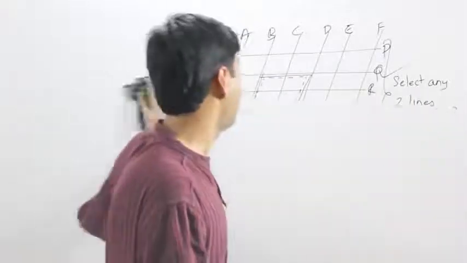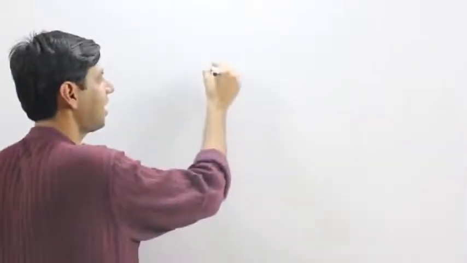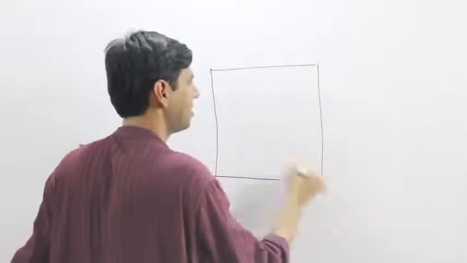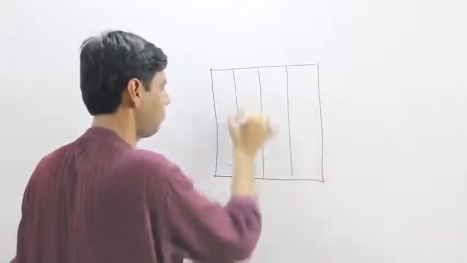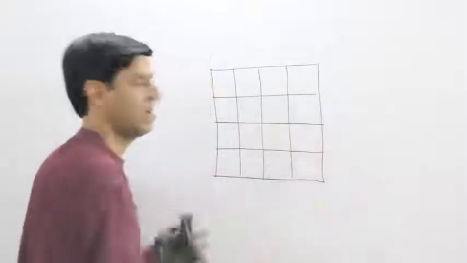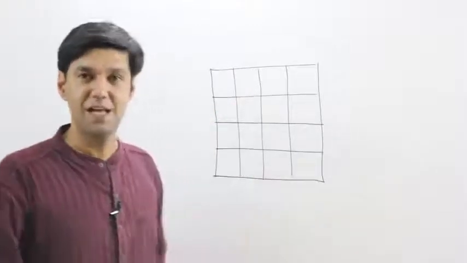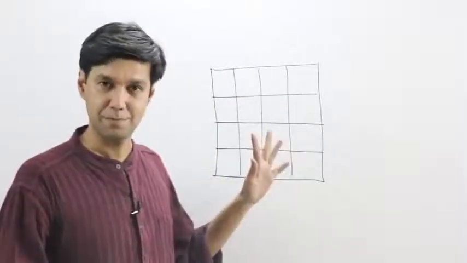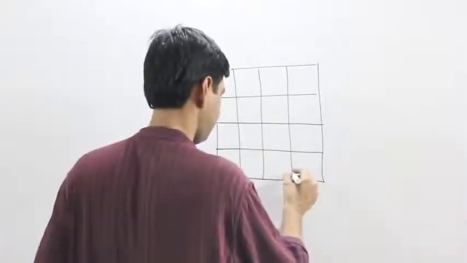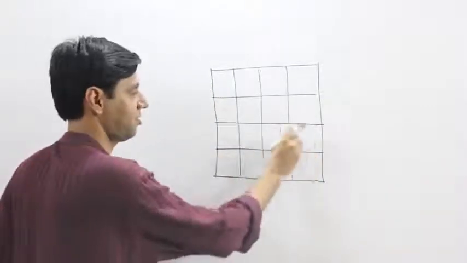Had these lines been perpendicular to each other, it would result in nothing but a chessboard sort of thing. I'll not draw a complete chessboard, but just a part of it. So had they been perpendicular over there, the parallelograms would have become rectangles, and had they been equidistant from each other, then they would become squares, right? So each individual one would be a square, right?